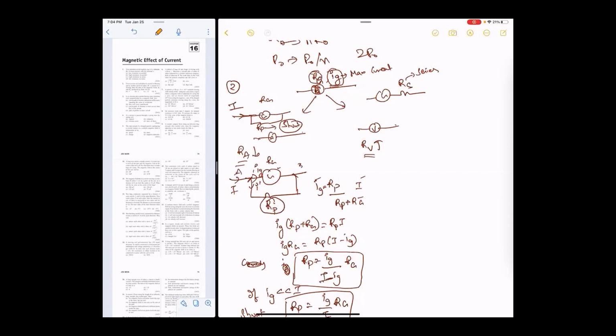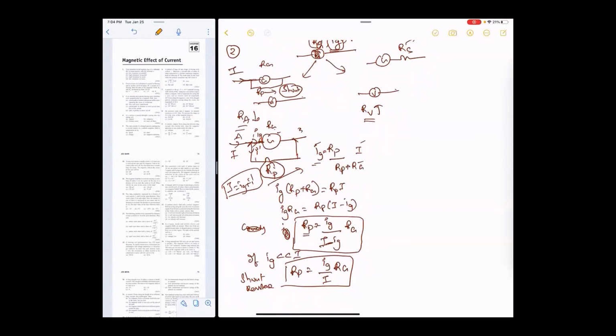Using that logic, I got IG into RG is equal to RP into I dash. Another logic is I is IG plus I dash. Using this, I get the formula: the current through the galvanometer is equal to RP by RP plus RG into capital I. Finally, the shunt resistance RP is equal to IG by (I minus IG) into RG, which is IG by I into RG if IG is much smaller.